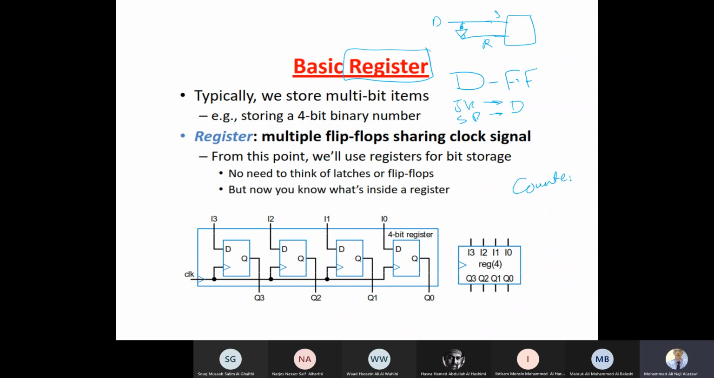Counter means T flip-flop. Remember this, please. Of course, T flip-flop also can be derived from JK flip-flop, because when you link the JK flip-flop's J and K together, you will get T flip-flop. All right. Then the first register we're talking about is the basic register. Typically, we store multiple bit items, for example, 4-bit binary numbers. A register is multiple flip-flops sharing a clock signal. What does that mean, sharing clock signal?